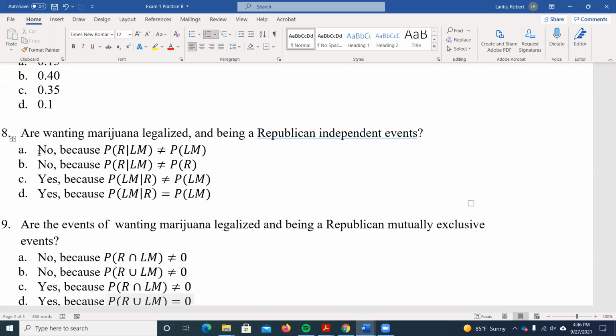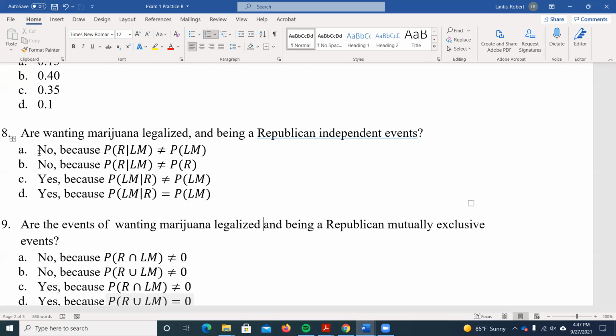I could have also checked to see, right, is LM independent from R, or I could have checked to see is R independent from LM? Either way tells me whether these events are independent. It's just a different way of checking, right? So the way that the answers are displayed here, we actually would have to use the justification that the unconditional and conditional probability of R aren't the same.